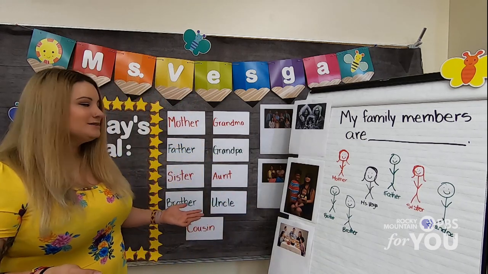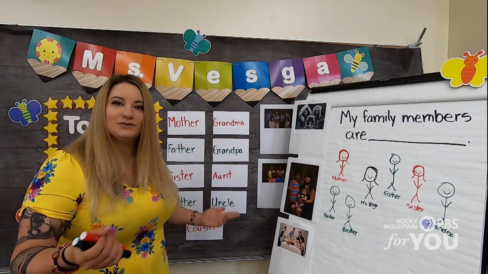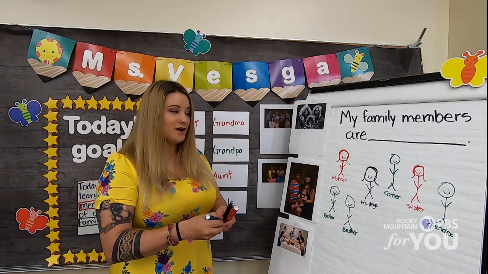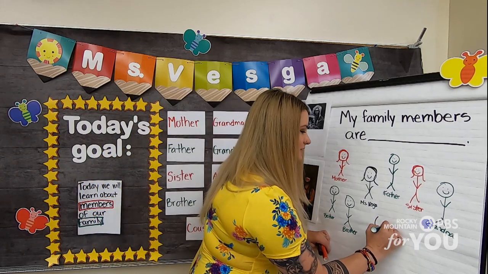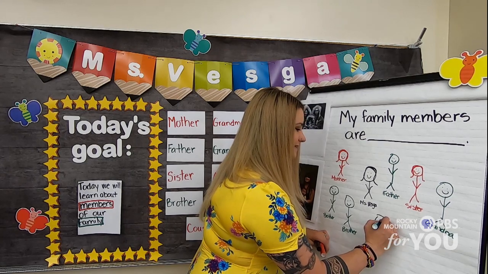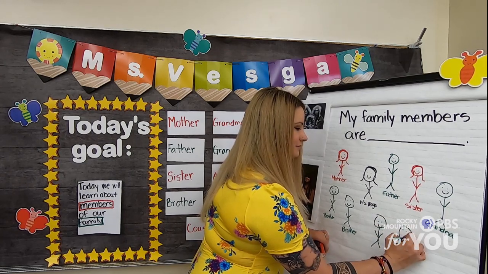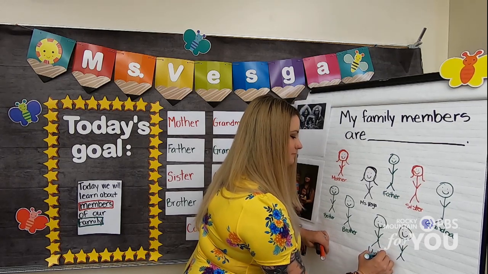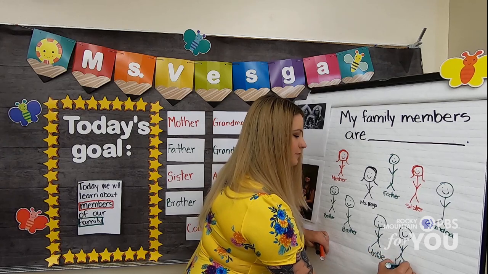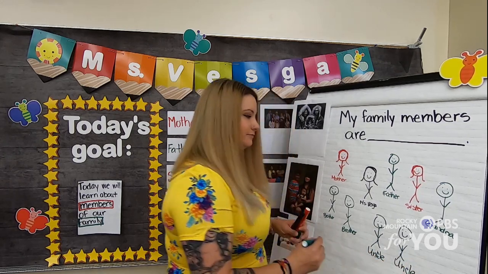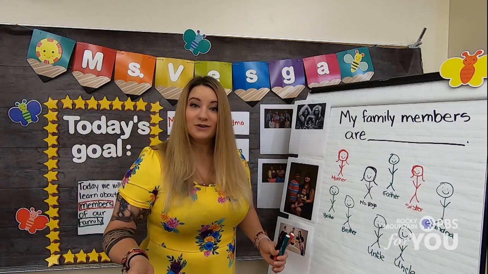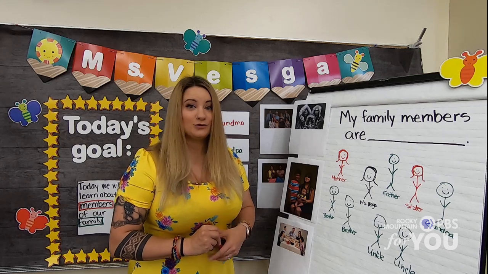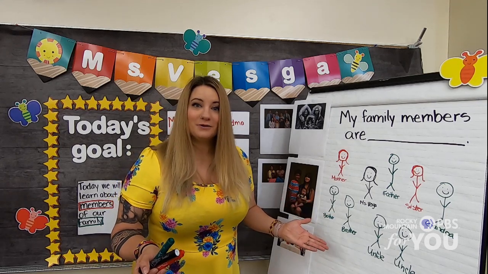After the word aunt is the word uncle. Do you have an uncle in your family? I do. I have two uncles in my family. I'm going to draw them on my paper. Let's see. One uncle, two uncles, and make sure to label both uncles. Now it's your turn. Do you have an uncle in your family? Wow. Make sure you draw them and label them on your paper.